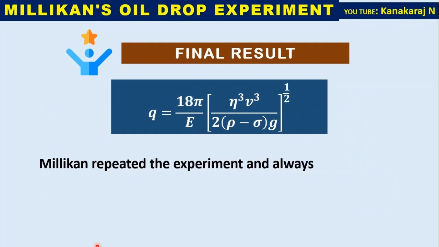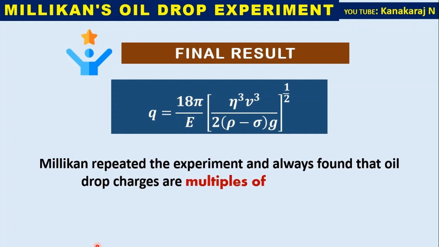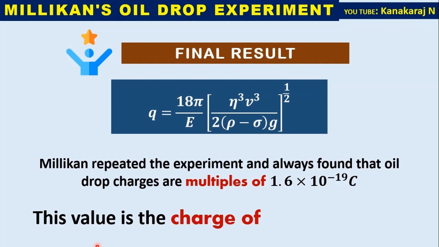Millikan repeated the experiment and always found that oil drop charges are multiples of 1.6 multiplied by 10 to the power minus 19 coulomb. This value is the charge of an electron, e.